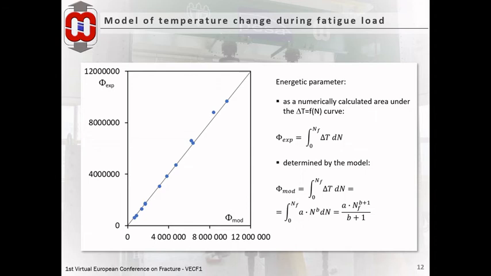The energetic parameter can be determined on the basis of experimental data by the calculation of the area under the curve or by the model. As you can see, there is a good agreement between the value of this parameter obtained by the numerically calculated area and by the model.